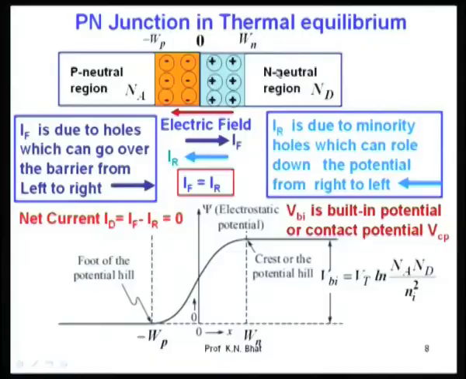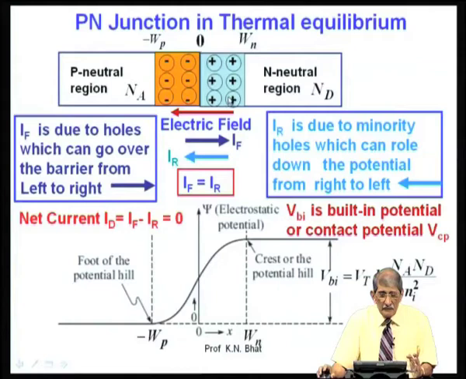Now, the atoms will not move if there is a large number of donor atoms on the right side. They will not move because they require a lot of energy to move. You can move them if you give a lot of energy by heating the crystal to about 1000 degree centigrade. But the electrons which are present here can move because of the concentration gradient even at room temperature, because they are free to move. So, what happens is the pn junction is formed because of the concentration gradient from the right side to the left side. The electrons will move.